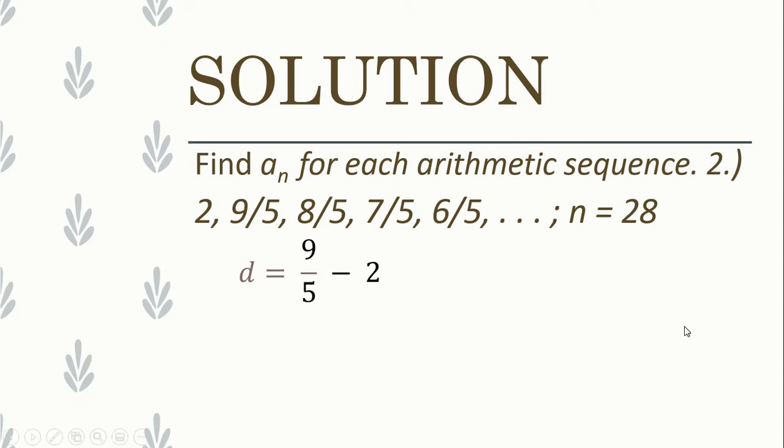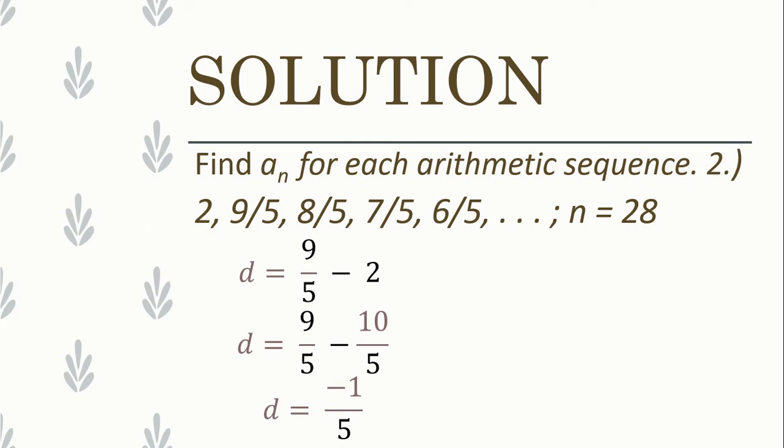In this example, I picked the consecutive terms 2 and 9/5. The previous term of 9/5 is 2. Then that is 9/5 minus 2. By finding their LCD, that will become 9/5 minus 10/5. And the answer is negative 1/5.